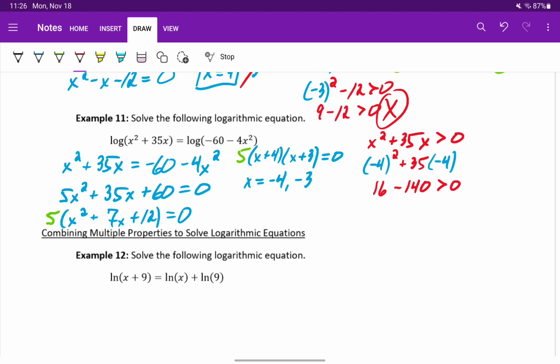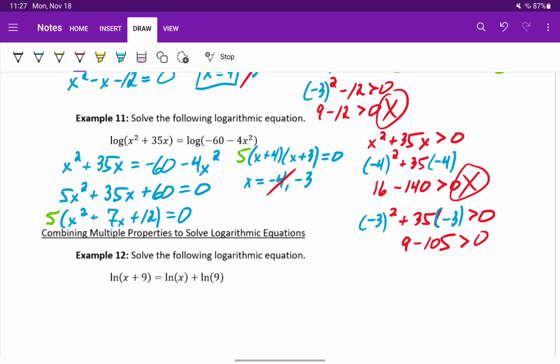We're checking to see if that's greater than 0. It would clearly be negative, so that doesn't work out. We can cancel out negative 4 as a possible solution. And then we can try negative 3. So we'll take negative 3 squared plus 35 times negative 3 and check to see if that's greater than 0. This will give us 9 minus 105. That's clearly not greater than 0, so we throw out that solution as well.